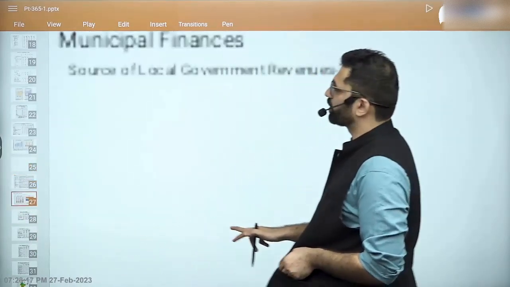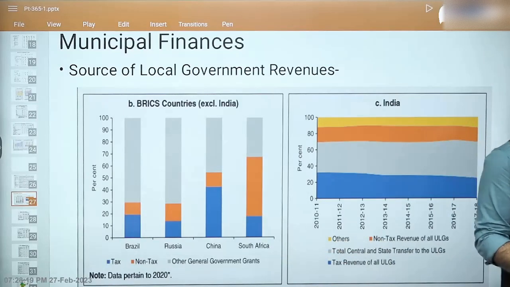Similar is your municipal finances. Another report given by the RBI on the performance of municipal finances. The source of the local government revenue. Again, this is mostly important for mains, but for the RBI report, you just need to have a broader idea on what the trend is.